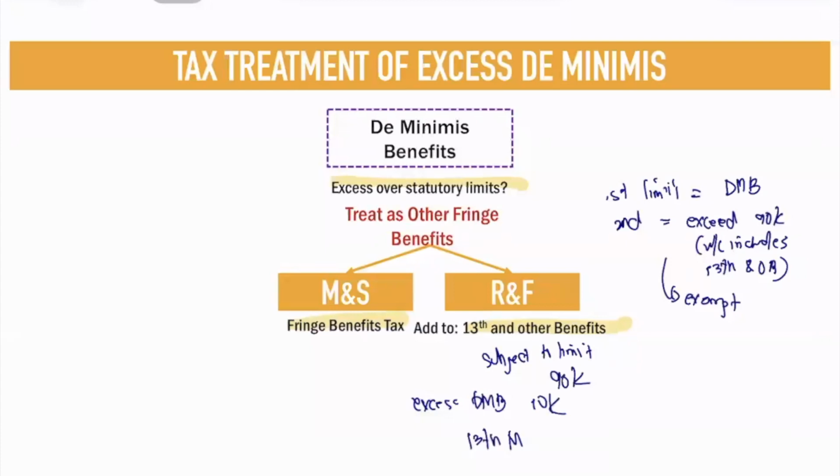Okay, so example, your excess de minimis benefit is only 10,000. Your 13th month pay is 40,000. Therefore, your total 13th month and other benefits is 50,000. If you compare this 50,000 to the 90,000 limit, then 50,000 is still lesser than 90,000. Then this amount is still exempted. Okay? So first, you subject it to the limit on your de minimis benefit. Next, you add it to your 13th month and other benefits. If ever it is less than 90,000, it is considered exempt for rank and file. While for the others, you tax it for managerial and supervisory employees.